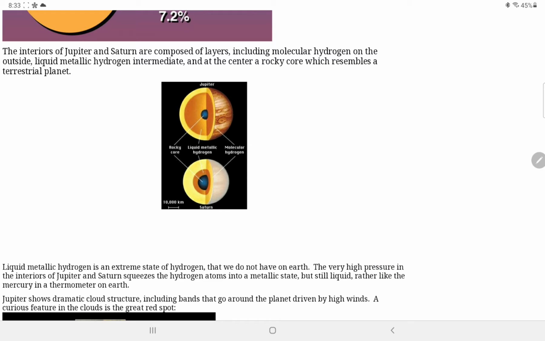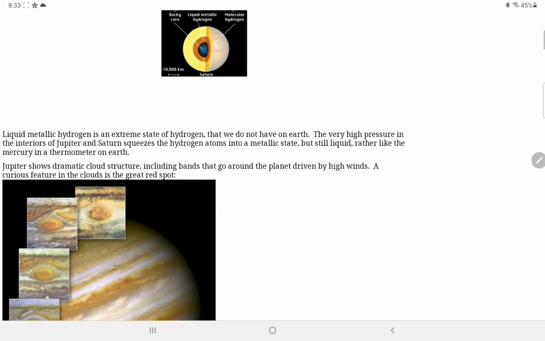Very high pressure in the interiors of Jupiter and Saturn squeezes the hydrogen atoms into a metallic state. Due to the pressure, the molecules will be close together, so they will be touching each other. So what happens? It will be converted to a metallic state, but still liquid, rather like mercury in a thermometer on the earth. Jupiter shows dramatic cloud structure, including bands that go around the planet driven by high winds. A curious feature in the clouds is the Great Red Spot, like this.